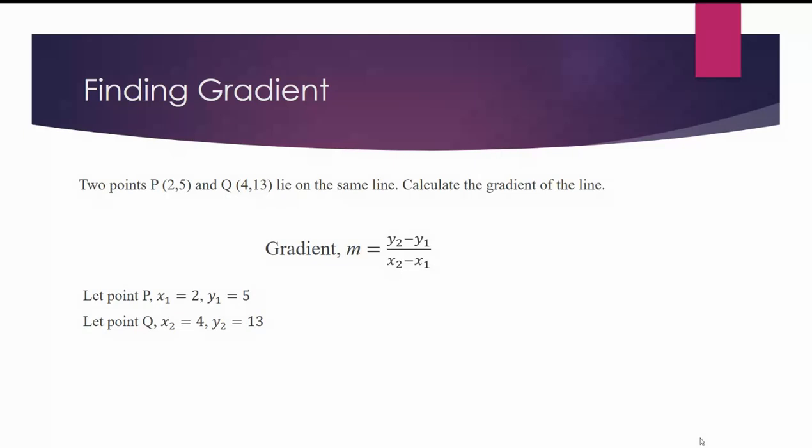Once you find this, you straight away substitute into the equation. So 13 minus 5 over 4 minus 2. So your gradient will be 4.